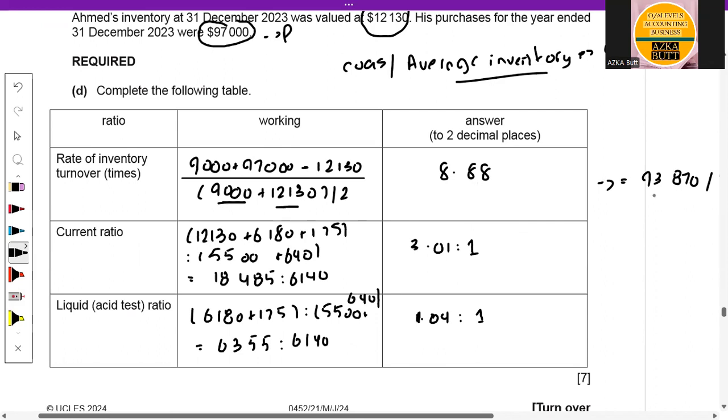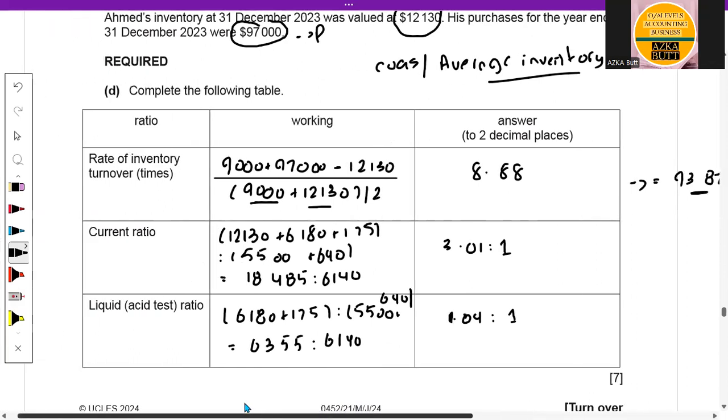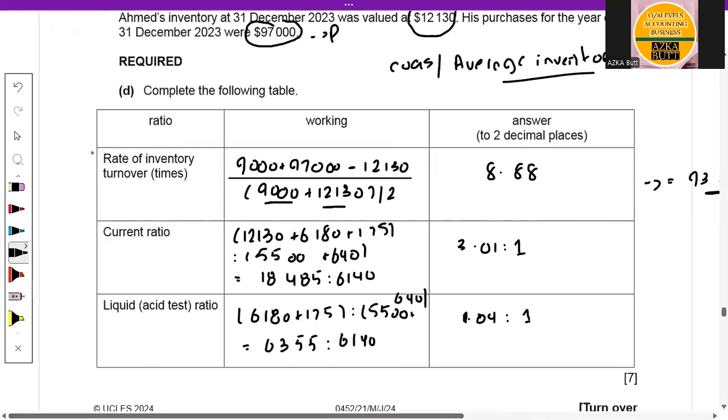So this will give you 9,000 plus 97,000 minus 12130, and this will give you this answer. And 9,000 plus 12130 divided by 2 will give you this answer. So divide it, and you will have 8.88, which is the rate of inventory turnover. It means that in a specific time, you are purchasing and changing your inventory 8.88 times.